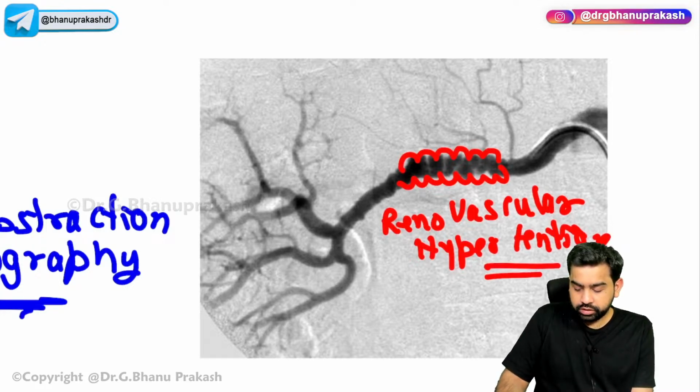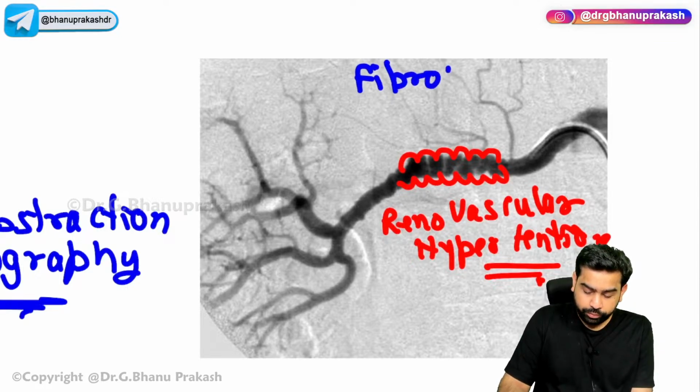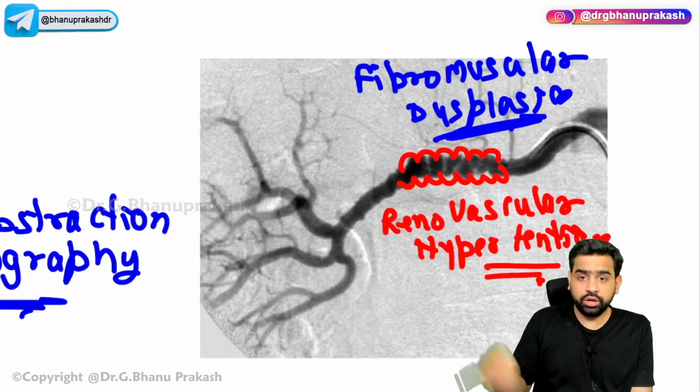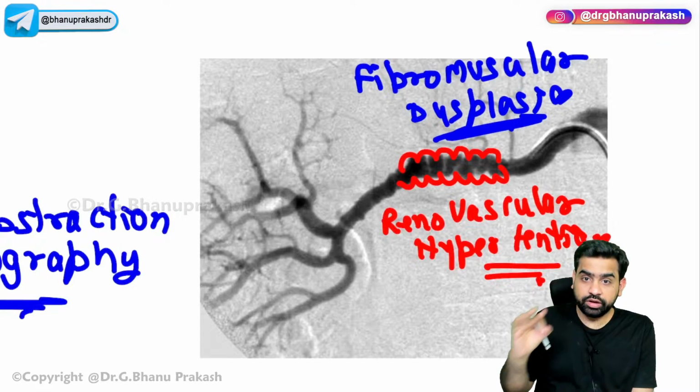Which is the condition, and the diagnosis per se is called fibromuscular dysplasia. Okay, so what is this? This is fibromuscular dysplasia. Okay, so fibromuscular dysplasia or the renovascular hypertension, string of beads appearance.